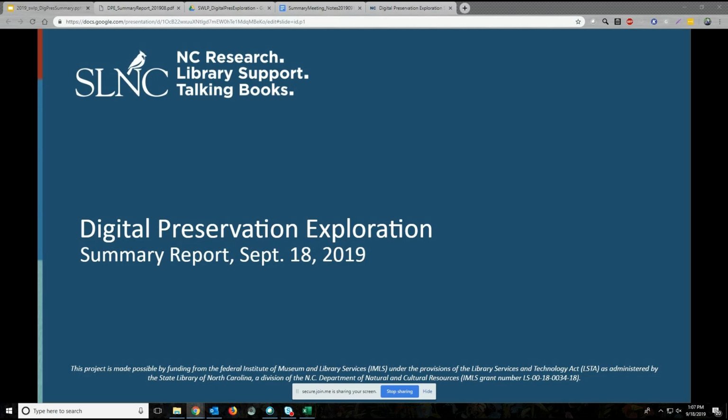Okay. Hopefully everyone can see my screen. A slide that says Digital Preservation Exploration, and there should be some tabs on top too. I don't know if we'll get to the tabs, but I have them there just in case.